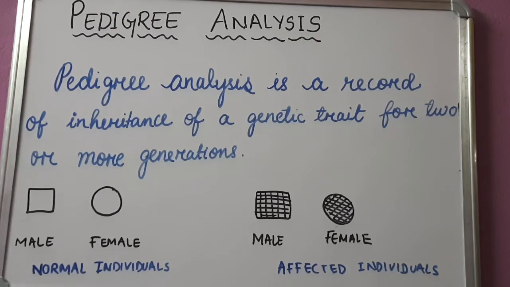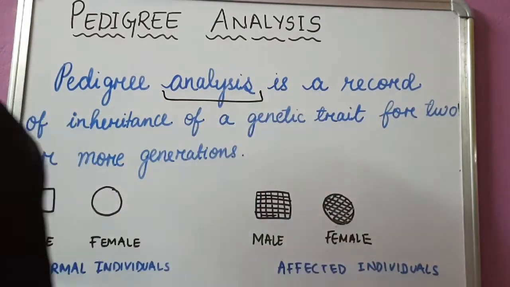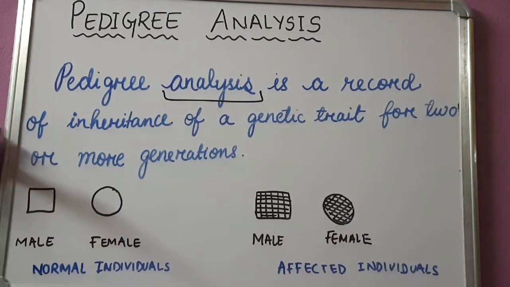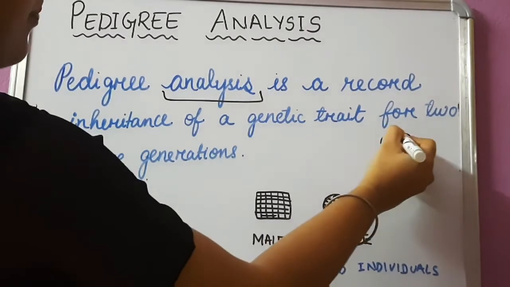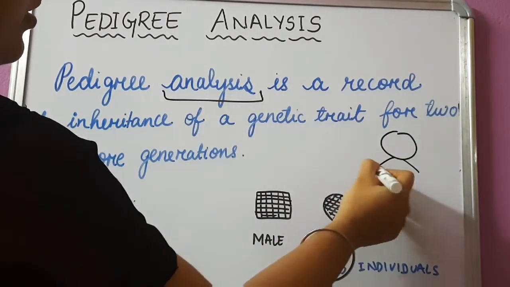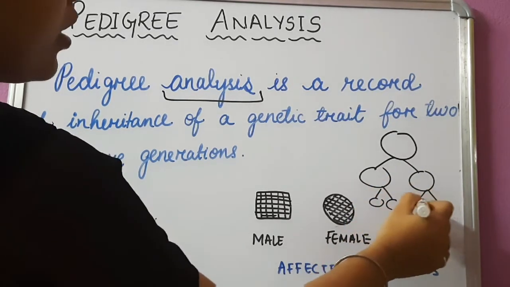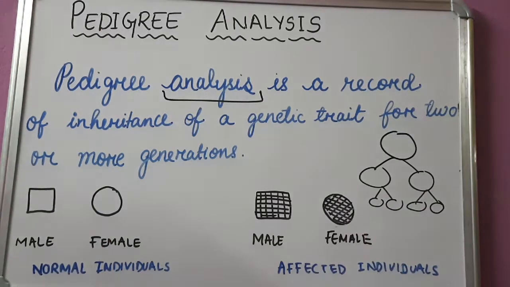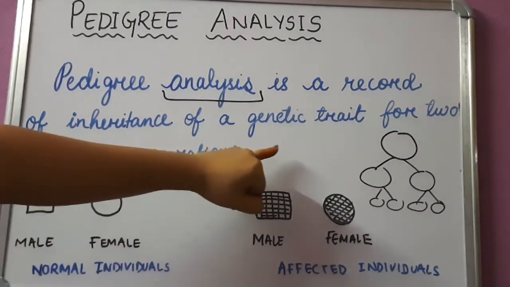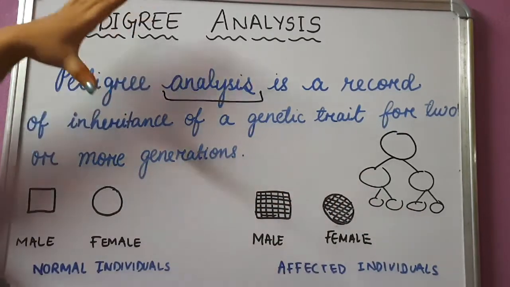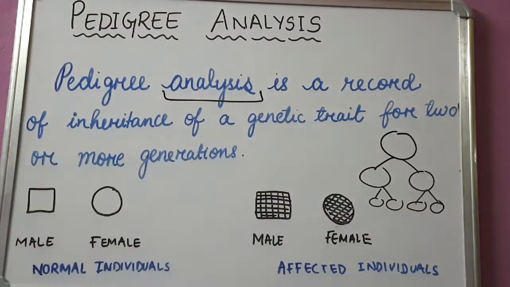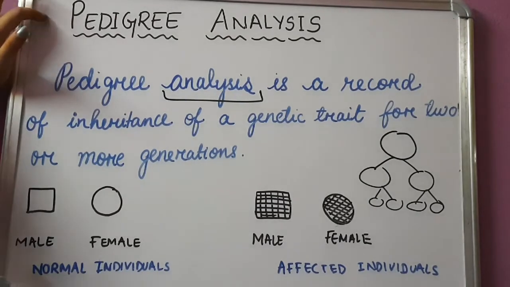Today's topic is pedigree analysis. Let's see what pedigree analysis is. Pedigree analysis is a record of inheritance of a genetic trait for two or more generations. A trait is inherited from parents to their sons or daughters, and travels from generation to generation. Any inheritance or genetic trait that passes from one generation to another is called pedigree analysis.